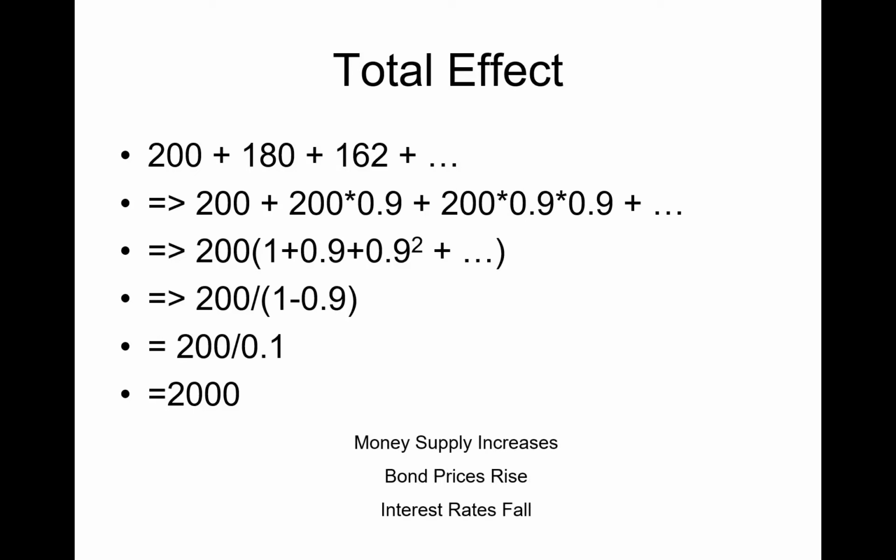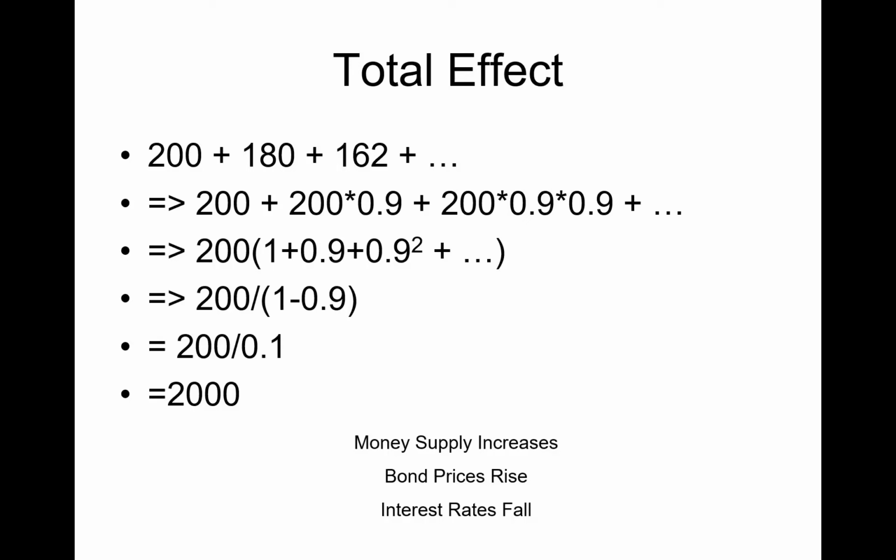Okay, so when money supply increases, bond prices rise and interest rates fall. People have more money in their bank accounts as a result of this chain reaction, and they have to invest that money. So they start buying bonds. And when bond prices rise, since interest rates are inversely related, interest rates will fall.